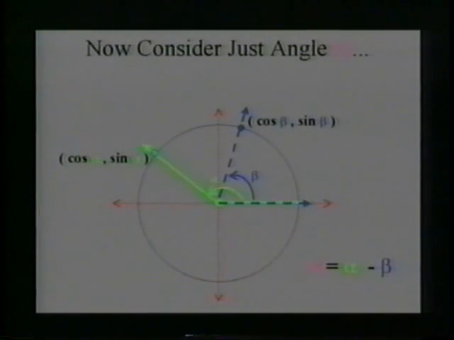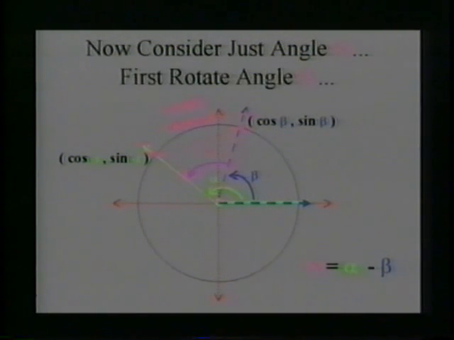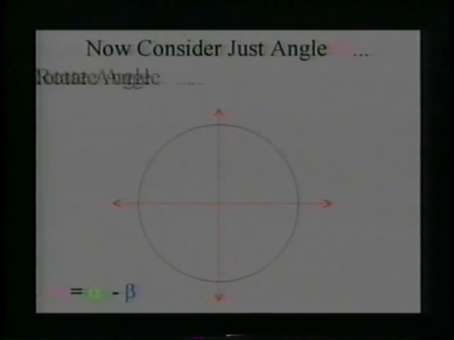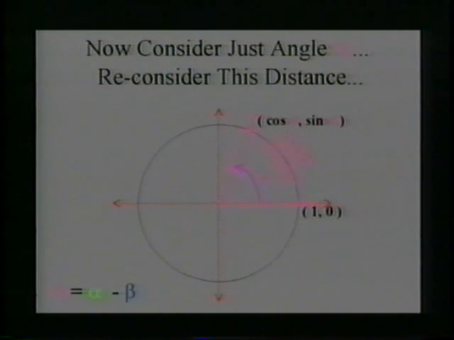Now we're just going to consider angle S. And you know what we're going to see how angle S is? Angle S, which was alpha minus beta, which has the same distance. But before we do it, we're going to rotate him so that he's sitting flat on the x-axis. There we go. We rotated him. Now he's got his point. Just forget the other angles. He's got his point, which is cosine of S, sine of S. And we'll look at the same distance.